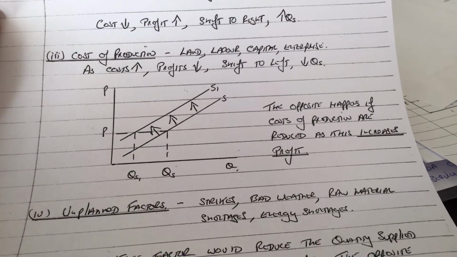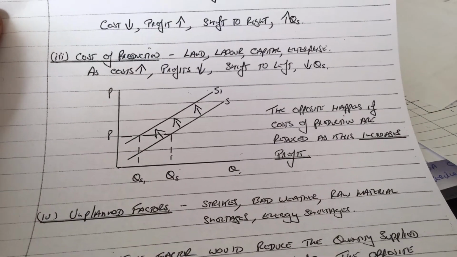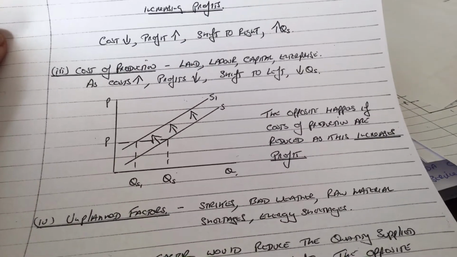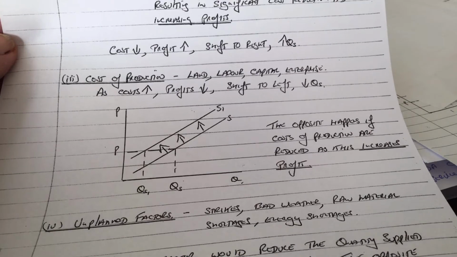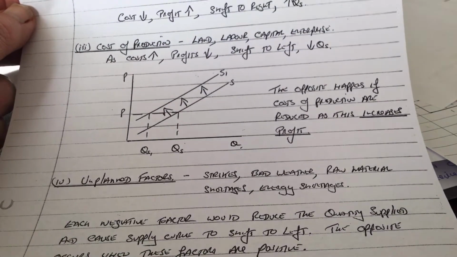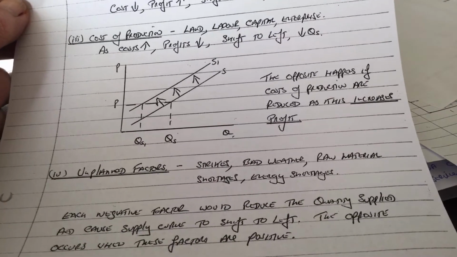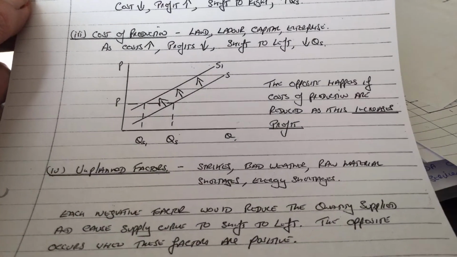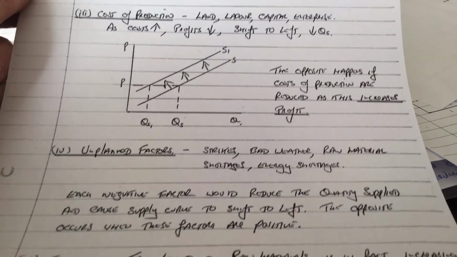The cost of production. Now, the factors of production are land, labour, capital and enterprise. As costs go up, profits go down. Therefore, the supply curve will shift to the left. The opposite, of course, will happen if costs are reduced, as this increases profits. If there's an increase in profits, the supply curve will shift to the right.